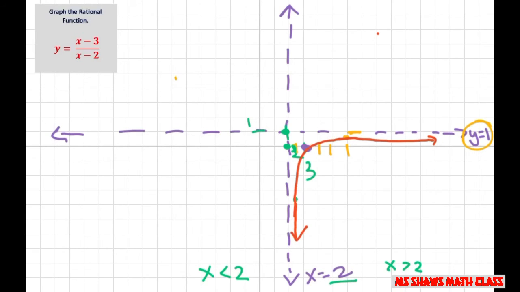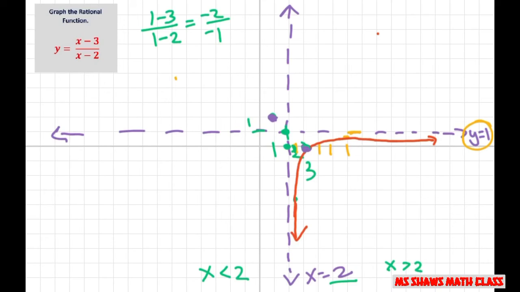Now, we're going to see what's going on on the left-hand side of 2. So let's plug in 1. If I plug in 1, I get 1 minus 3 divided by 1 minus 2. That gives me negative 2 divided by negative 1, which is 2. So at 1, we're at 2. So there it is right there. All right? So you're going to see that this is going to be symmetric here.